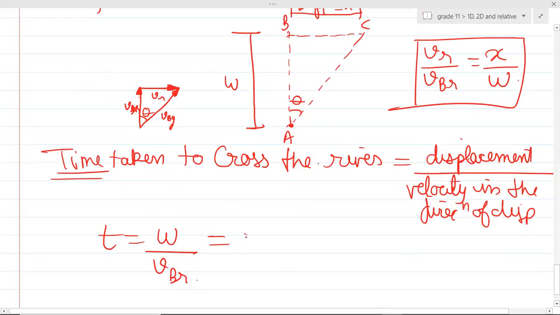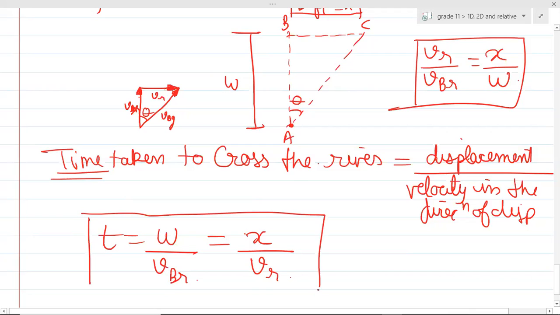It is equal to X. And what is the velocity in this direction? So can you see how the time can be found out easily? Can you see this equation and this equation? They will satisfy each other. They are the same. VR upon VBR is basically X upon W. So is this clear, guys? How do you find out the time? This is how you find out the time. With this equation, you can find the minimum time. This is the minimum time taken to cross the river. Is this clear?